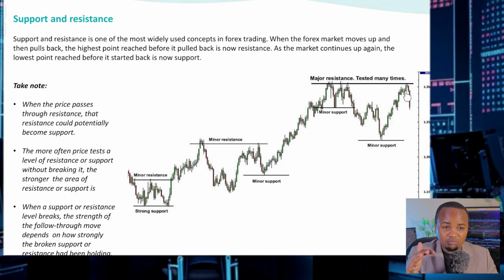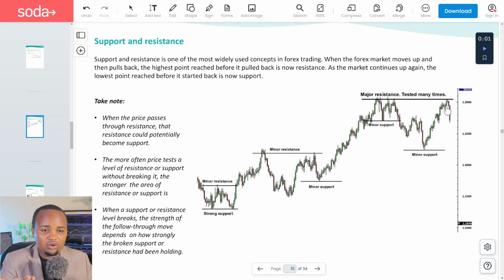Because it was tested more than once, if it was tested only twice and you enter on that, then that is going to be the minor one. The major one is where the resistance level is tested more than 2 times. If the market comes to that area and reverses back, comes to that area again and reverses back, and comes to that area again and reverses back again, that becomes the major one.